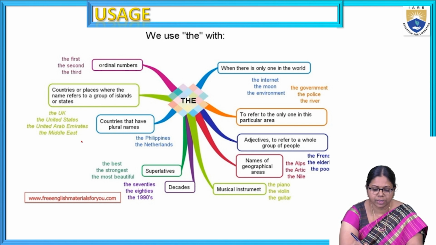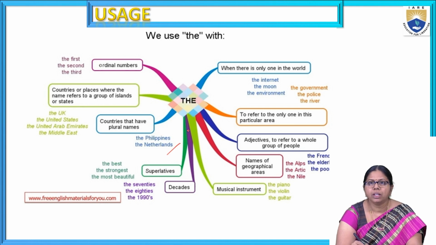And next, we even use the definite article the before the names of places which are plural, like the examples the Philippines, the Netherlands. The name of the country has an s, which is a plural name, and the Netherlands also has a plural name. So the names of countries which have plural names.